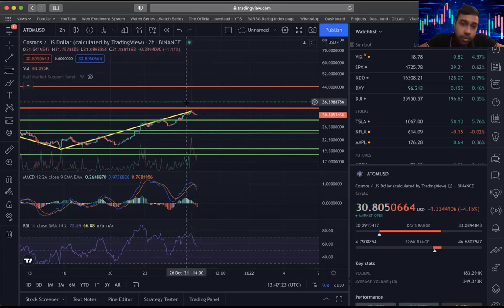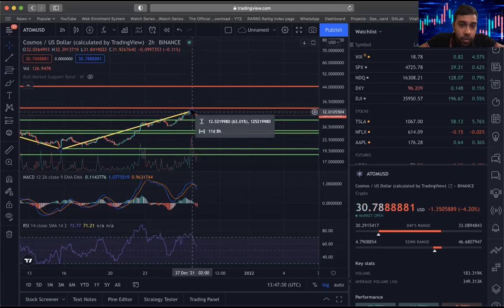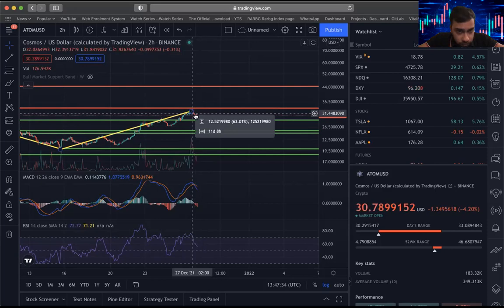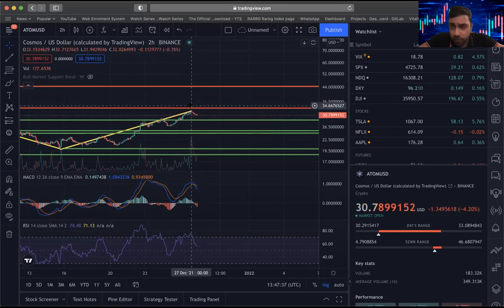So the stop loss will be above this line, because we're having a short. If we do go above this line and make it support, we have broken resistance and we're going to go up. So that's where I would place my stop loss, just above this.